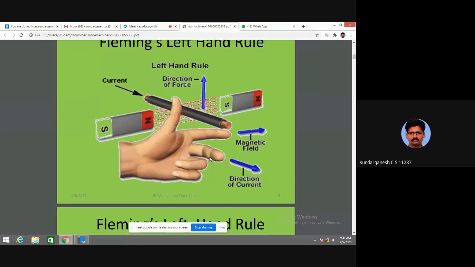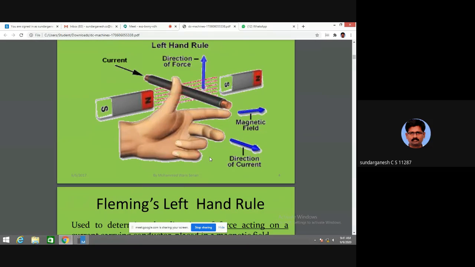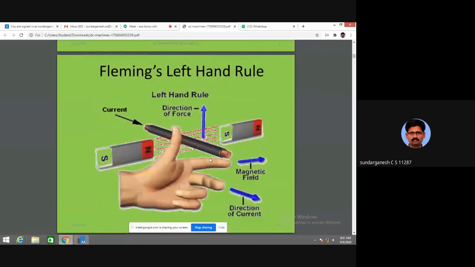Okay. This is an interview question: if we change the direction of current of the rotor, what will happen? You have to mention that the direction of rotation of the motor will change.